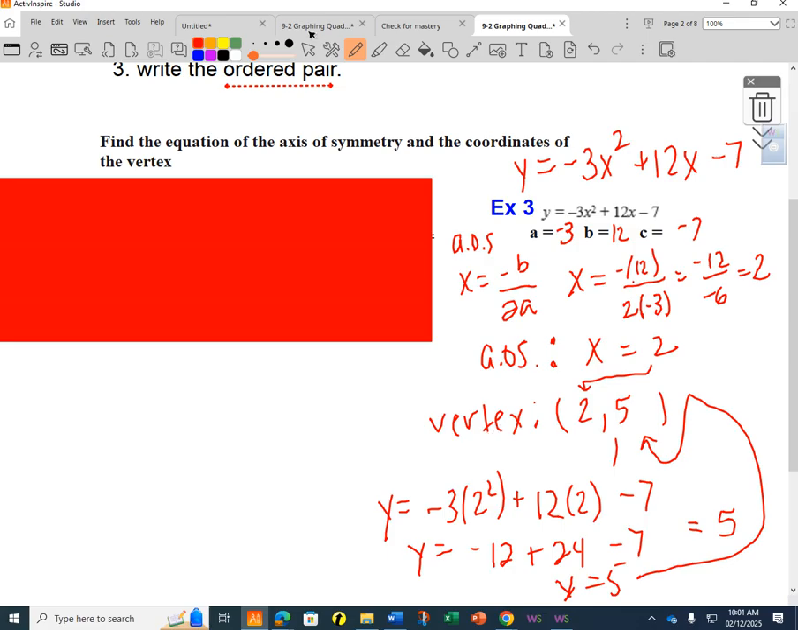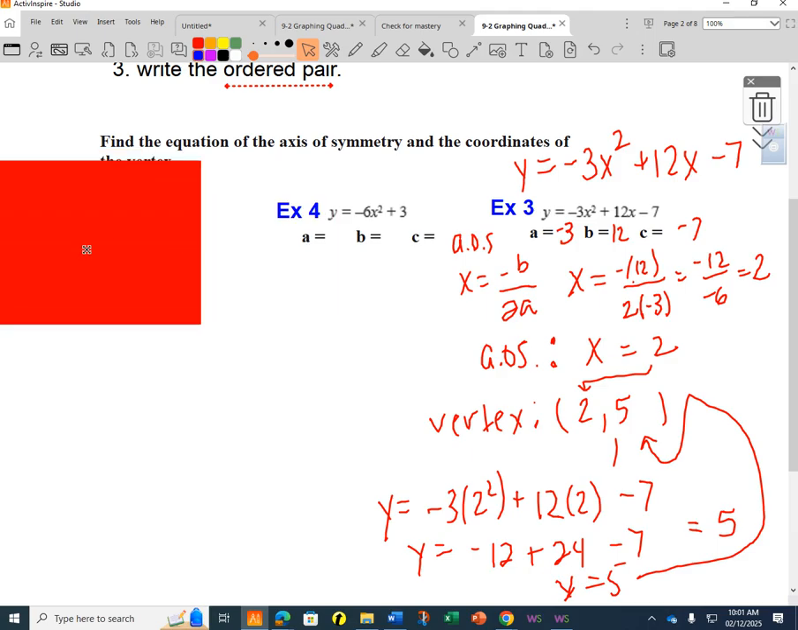Alright, so next one looks a little bit different. There's only two terms here, and that's okay. In case you can't read it, I'll write it bigger. y equals negative 6x squared plus 3.